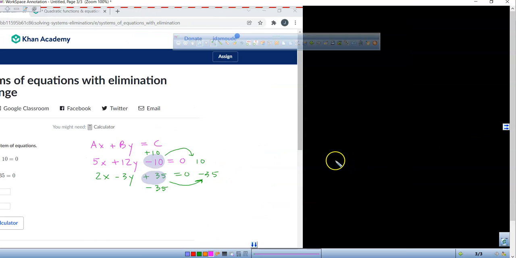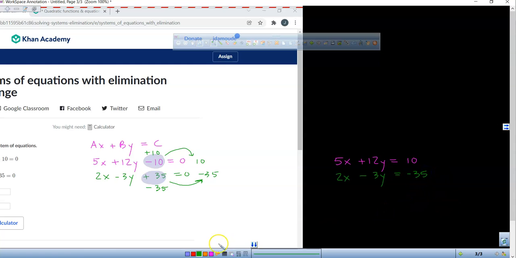So here's our first equation. We have 5x plus 12y equals 10. That's now in standard form. And then we have 2x minus 3y equals negative 35. That's also in standard form.